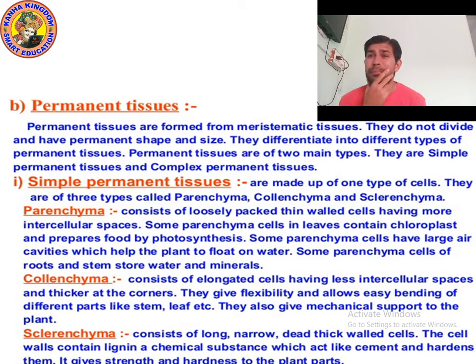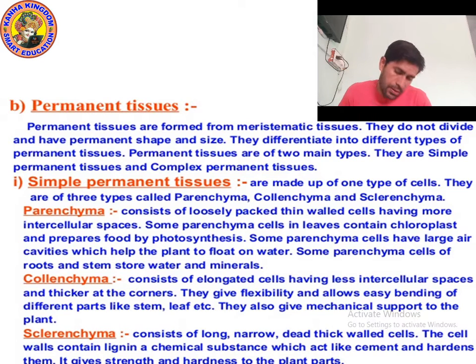Some parenchyma cells of root and stem store water and minerals. Because parenchyma cells are also found in root and stem, they also help in storing water and minerals.